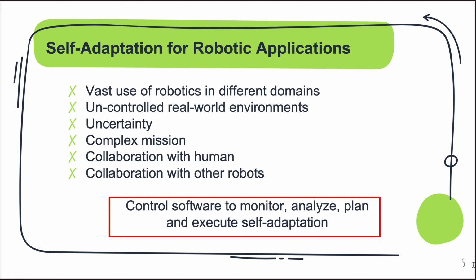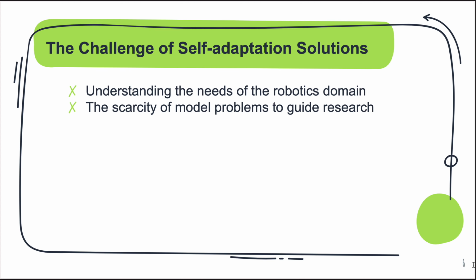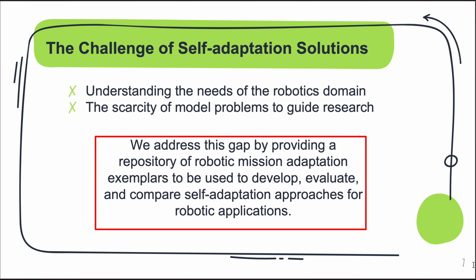And for that, we need a clear understanding of self-adaptation requirements. However, one challenge to specify these requirements is the lack of models that practitioners and system designers can refer to in order to build up a comprehensive understanding of these requirements. To fill this gap, we propose RoboMAX, a repository of robotic mission adaptation exemplars that we collected from the robotic community. It could be used to develop, evaluate, and compare self-adaptation approaches for robotic applications, and hence bring together software engineering methods and robotic community needs in order to introduce effective and practical self-adaptation techniques.